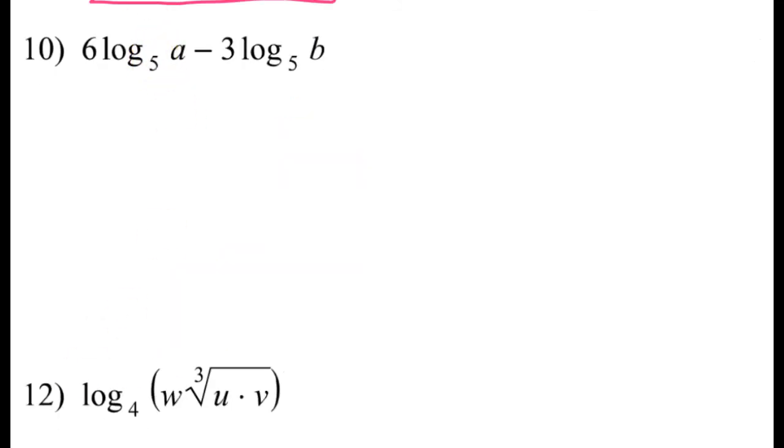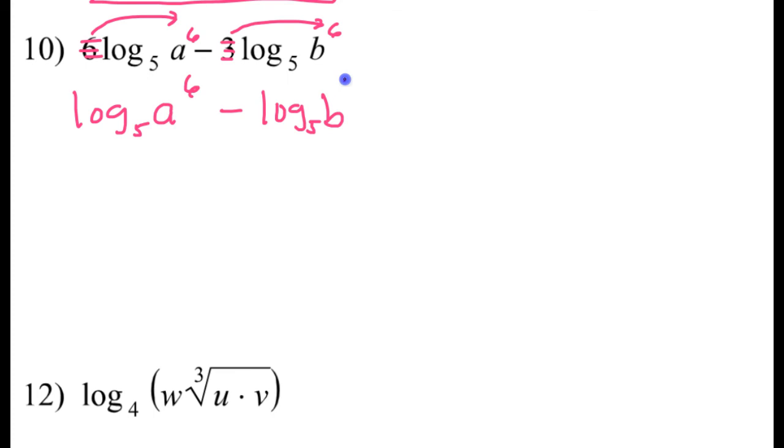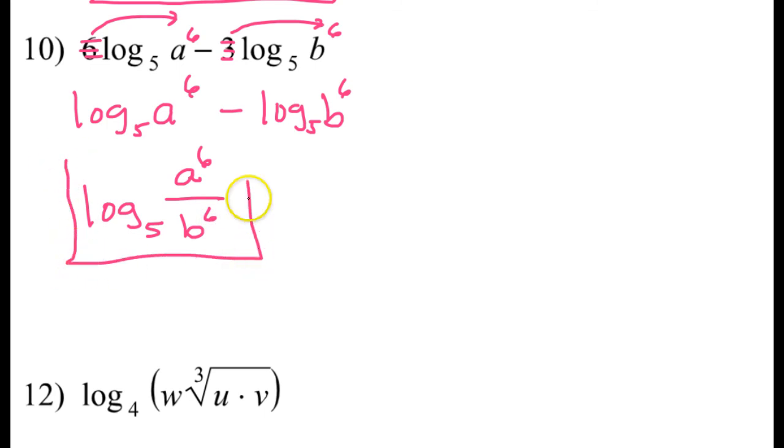All right, for number 10, again, start with your coefficients and use the power rule to move them into the exponent position. So now we have log base 5 of a to the 6th power minus log base 5 of b to the 6th power. Now the quotient rule kicks in, and we have log base 5 of a to the 6th power over b to the 6th power. And that will be the final answer for number 10.